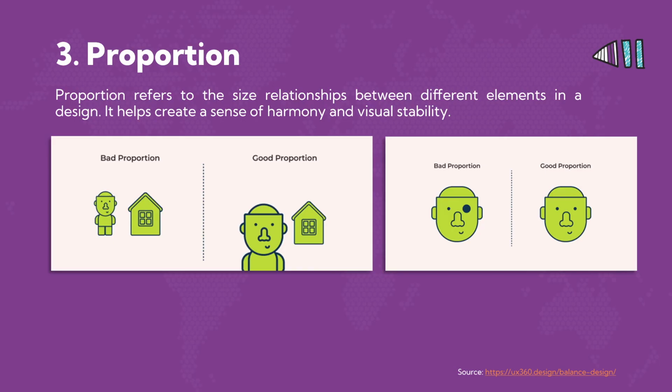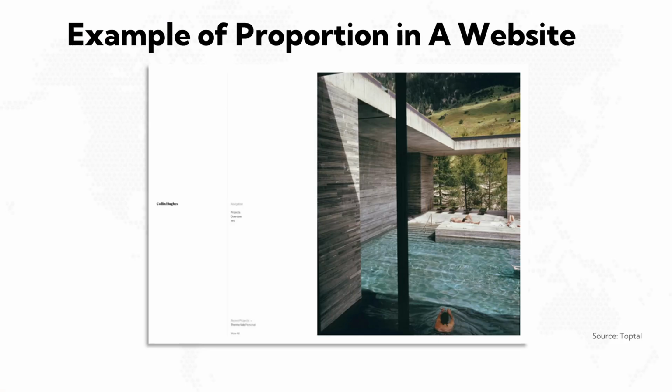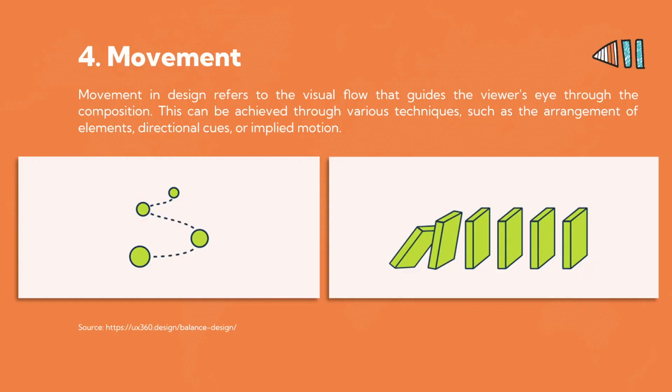Proportion refers to the size relationship between different elements in a design. As you can see, you cannot have a person equal to a house. So good proportion will be the house is bigger than the person. An example in a website is this. There is a very good proportion between the text on the left and the image on the right.